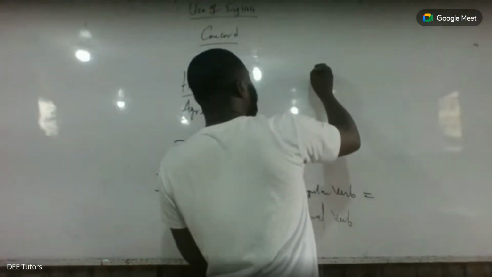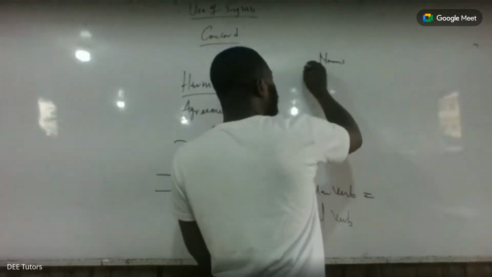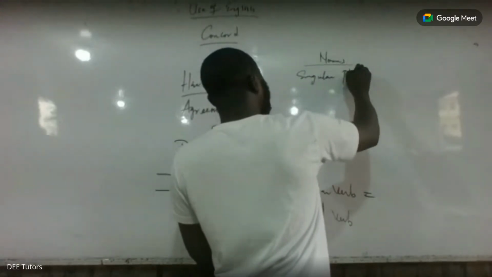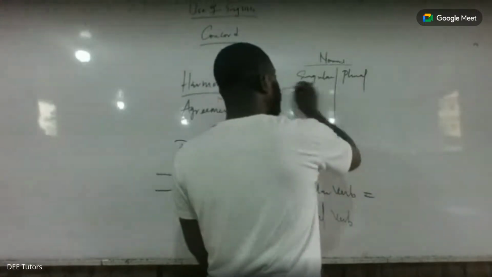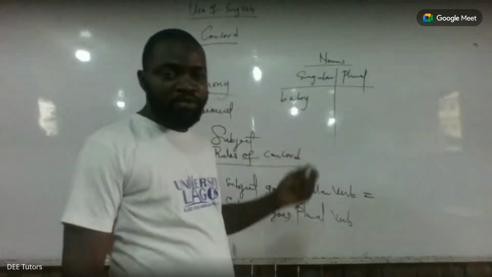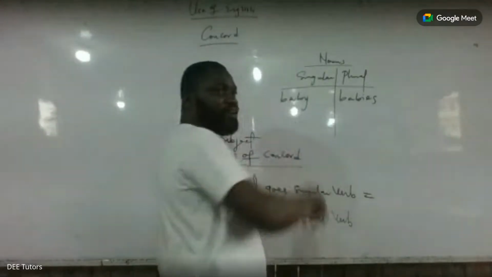Now, let's look at this. In case of nouns, do you understand me? You have the singular form. You have the what? The plural form. For instance, baby, a baby is a noun in singular. If I'm to change a baby to plural, what am I going to change it to? Babies. I'm changing Y to what?